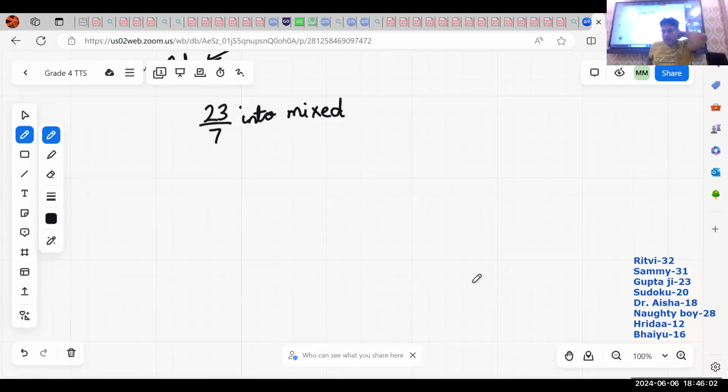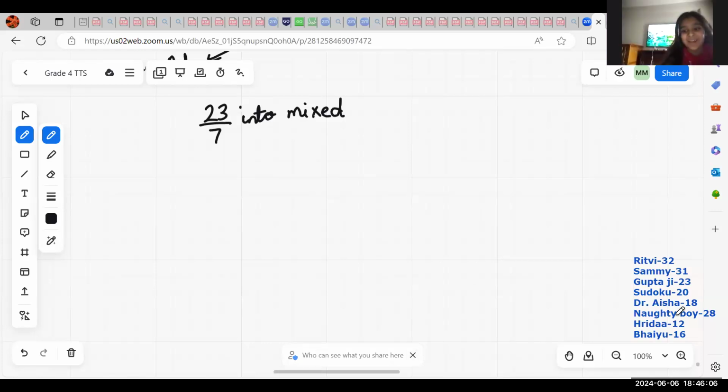Rida, remove the headrest, beta. Rida and Aisha. Sir, I don't have a headrest only. Yeah, beta, this is your headrest only. Head को rest करा देते हो.